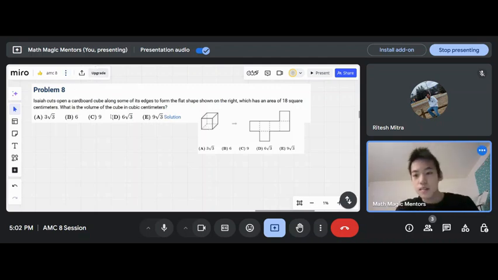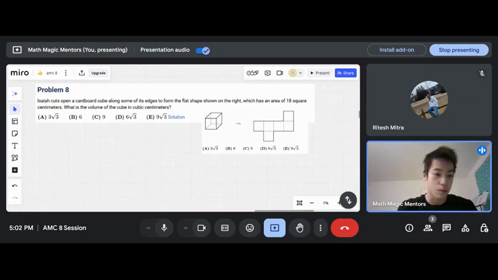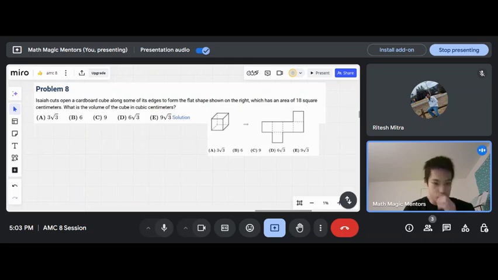Problem 8 reads. Oh, by the way, I'll be doing problem 8 and problem 10 because I think I was in a rush to actually try to finish problem 10 last time. So I'll just be starting at problem 8 and working my way forwards. Feel free to drop any questions, comments, or approaches that you have on the problem. Problem 8 reads: Isaiah cuts open a cardboard cube along some of its edges to form the flat shape shown on the right, which has an area of 18 square centimeters. What is the volume of the cube in cubic centimeters?